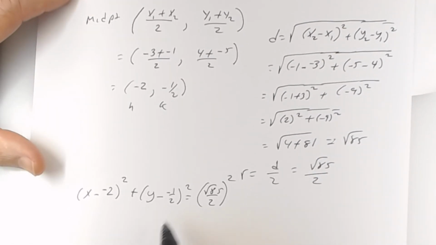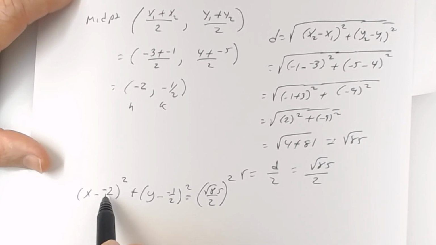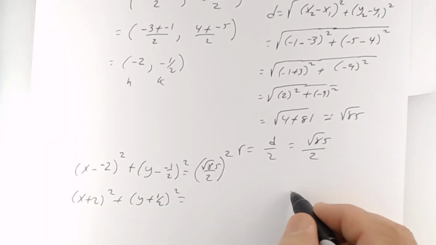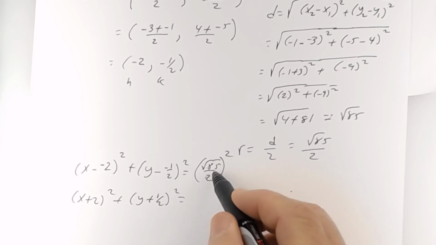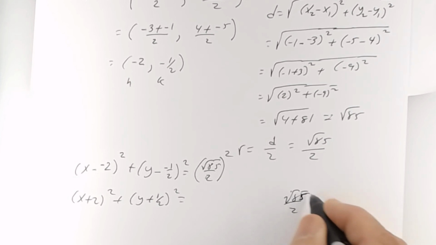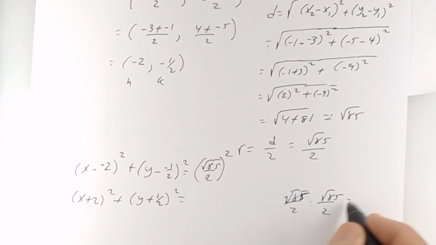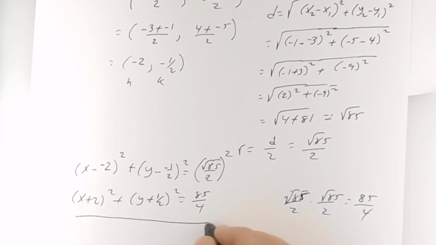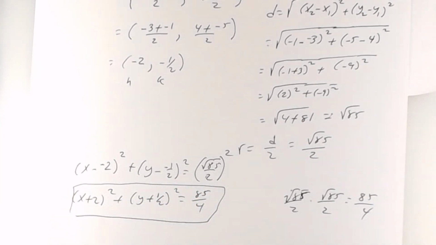Now don't leave your answer like this. I expect you to simplify some things. For example, you need to know that x subtract negative 2 means x plus 2. Y subtract negative 1 half means y plus 1 half. And then here, you need to remember that this right here is being squared, right? Square root of 85 over 2. So that means square root of 85 divided by 2, that's 85, times itself. Well, what's the square root of 85 times the square root of 85? 85. What's 2 times 2? 4. So that goes here. So that's your answer. Okay.